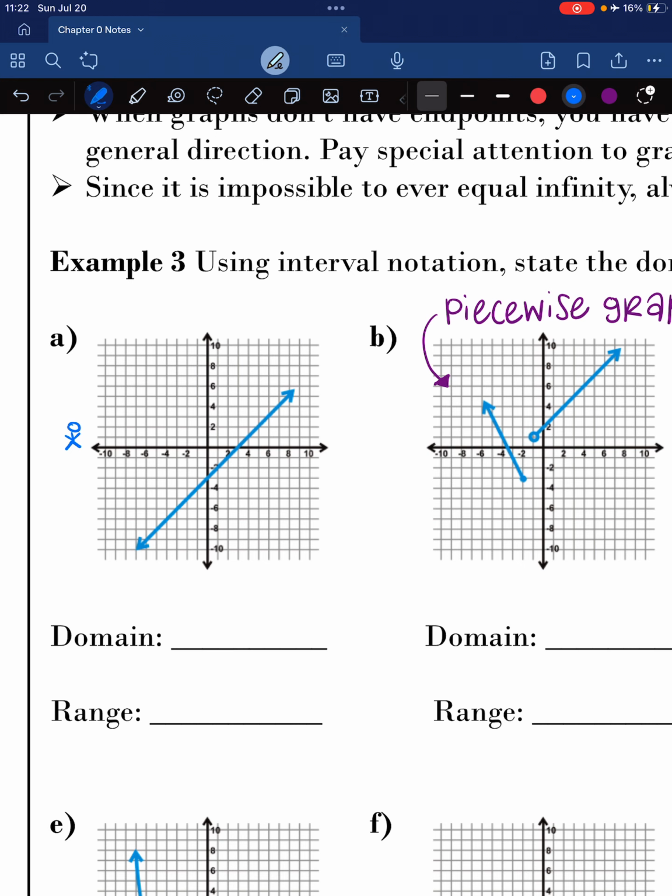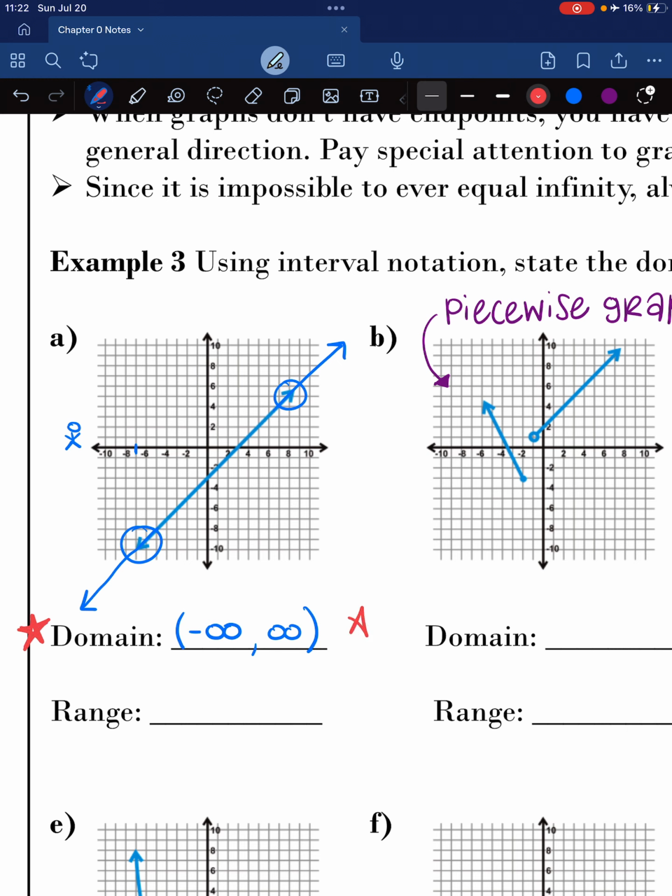Okay, domain. It looks like it starts here, right? It looks like it starts at -7, but there's this arrow on the end. So I have to imagine it keeps going this way, which will keep going to the left forever. So it starts at negative infinity. And same deal over here. This arrow is going to mean it keeps going this way forever, so it's going to go to positive infinity.